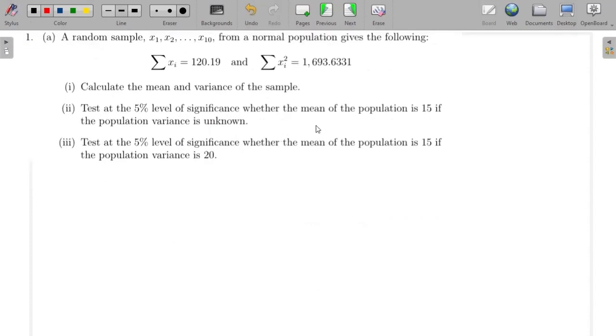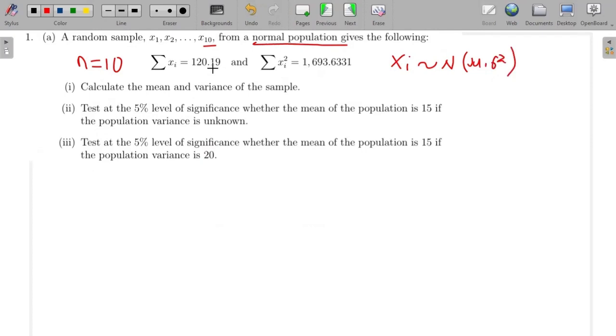Okay, so I'm going to be explaining why we are picking certain statistics as we solve the questions. Here, we're saying a random sample, x1, x2, all the way up to x10. So simply meaning here that our sample size is 10, from a normal distribution. So meaning x i follows the normal distribution.